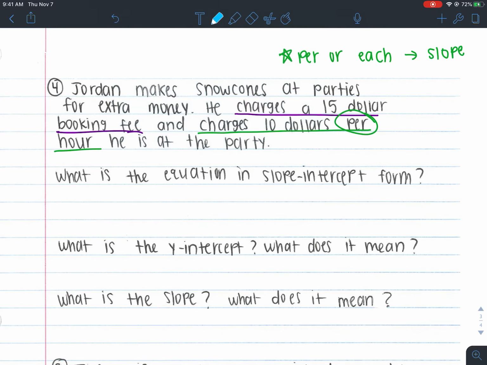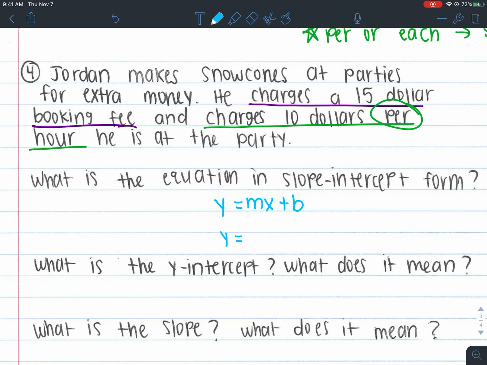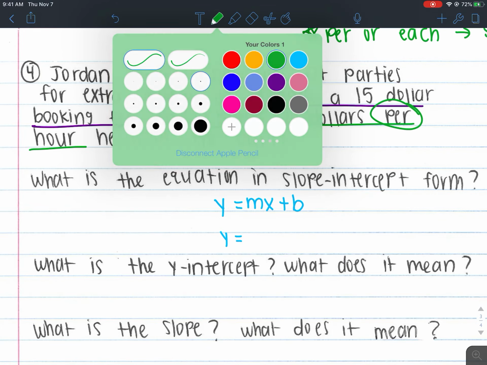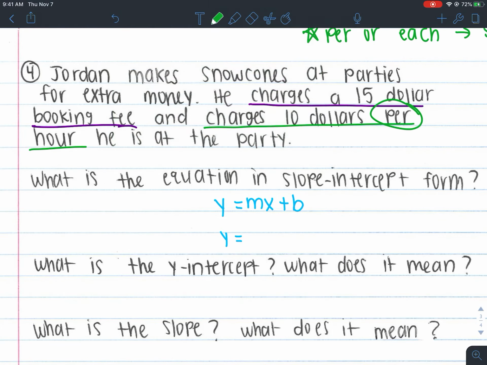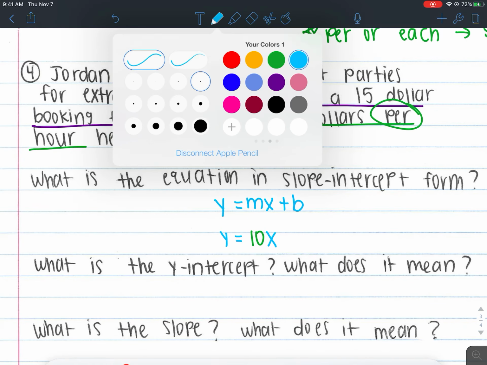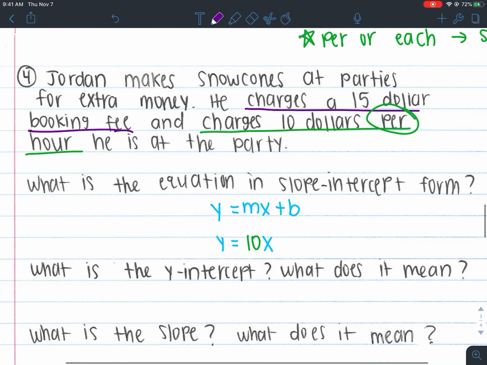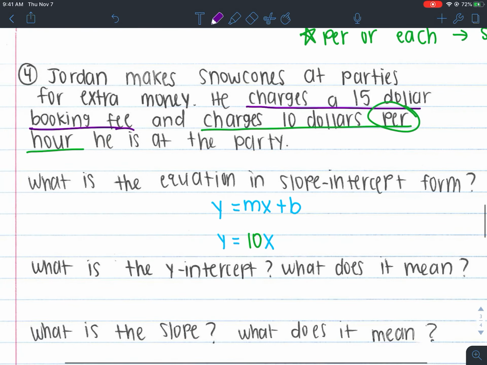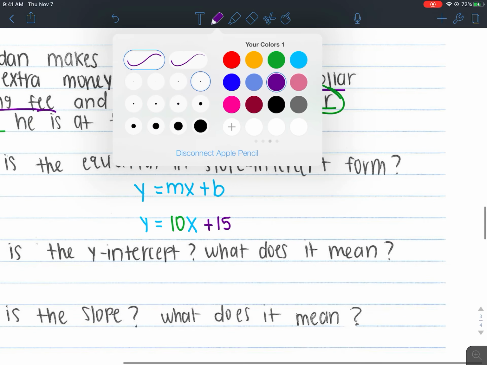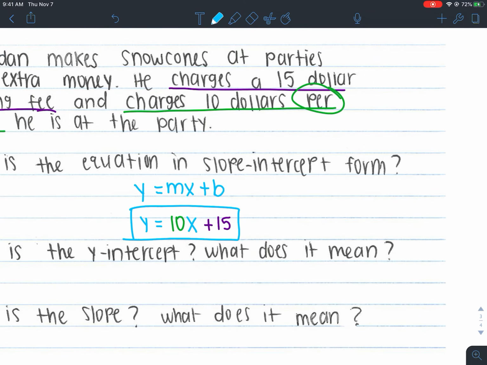So our equation here would be, well, we know it's in slope-intercept form, so y = mx + b. So let's fill in what we know. y equals, well, what's my slope here? Jordan's charging $10 per hour, so that's going to be my slope. Okay, and then what's our y-intercept? Well, he charges $15 for just the booking fee, so you start off charging $15. So that would be our equation. Now, we also encountered this problem when we were in class. y = 15x + 10.